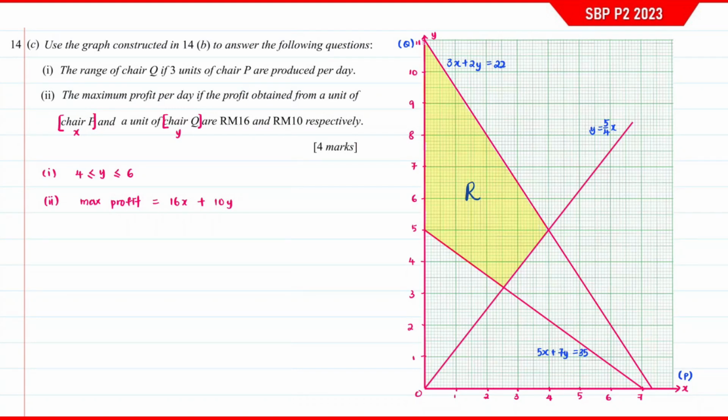To find the maximum profit, you can just substitute the coordinates (x, y) of each of the vertices within the region R here into the formula 16x plus 10y. Whichever coordinate gives you the highest value will be the maximum profit. So after trying the 4 coordinates of the vertices, the one with the coordinate (4, 5) will give you the maximum profit. Maximum profit will be 16 times 4 plus 10 times 5, which is equal to RM 114.